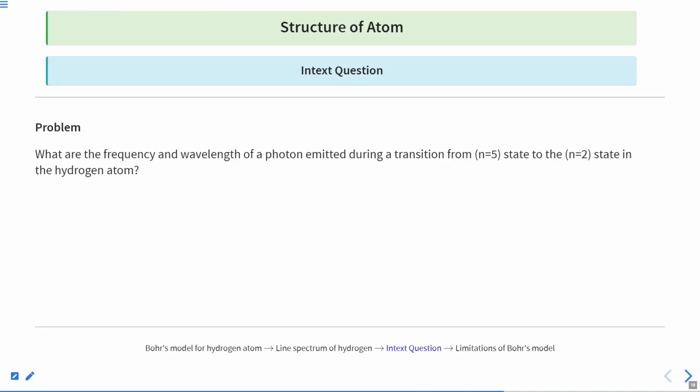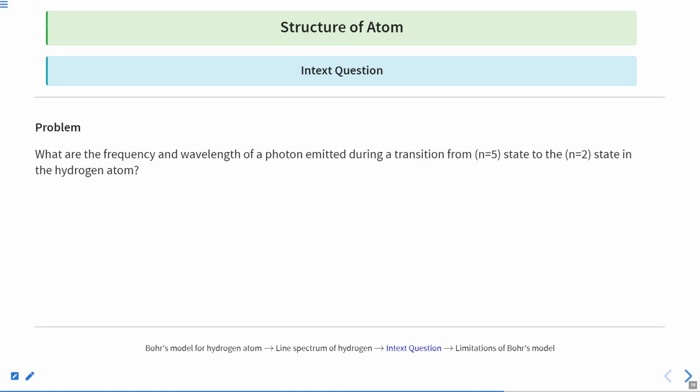Now let us solve a problem first of all. We have seen many formulas, so let us use them on some problems. The first is: what are the frequency and wavelength of a photon that is emitted during a transition from the n equals 5 state to the n equals 2 state?